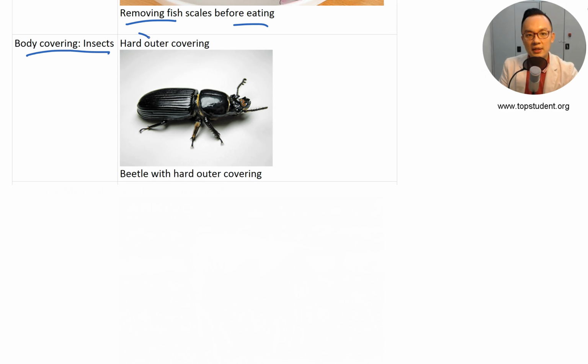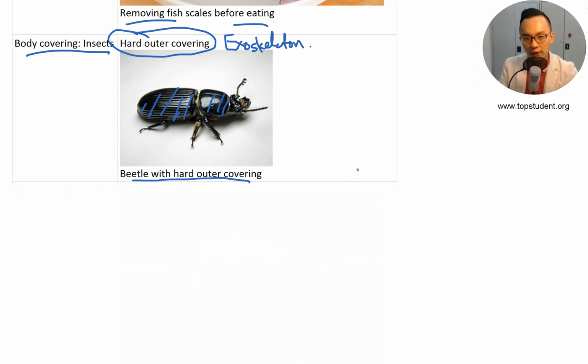Body covering for insects, you have a hard outer covering, which is also called the exoskeleton. All right, so the exoskeleton is the hard outer covering, which is this black stuff over here. It's a beetle with a hard outer covering.